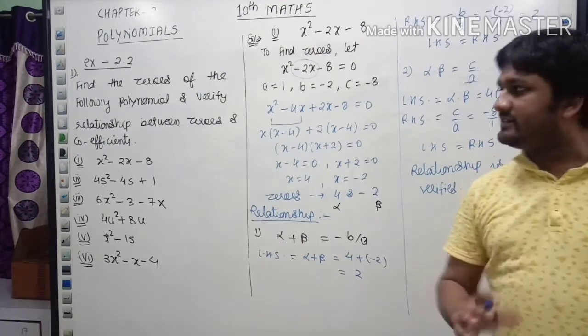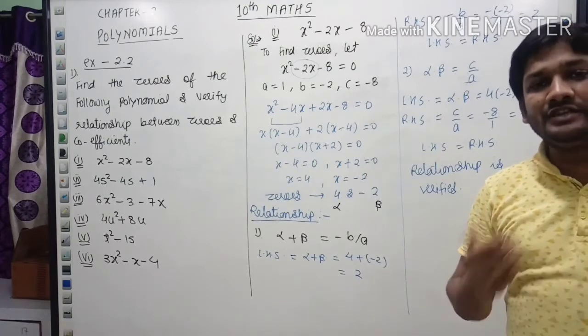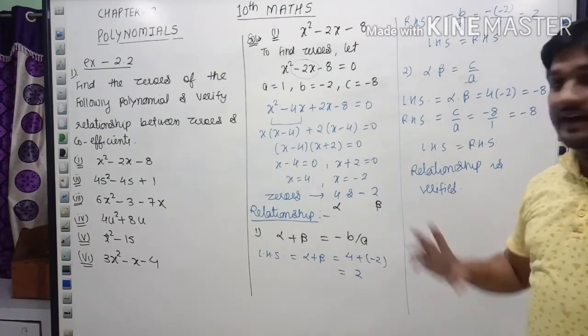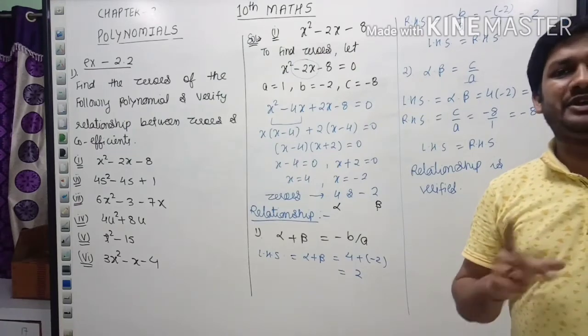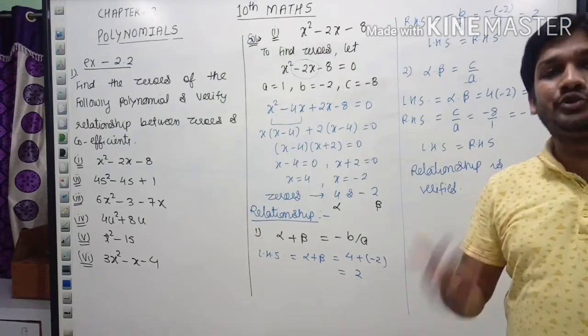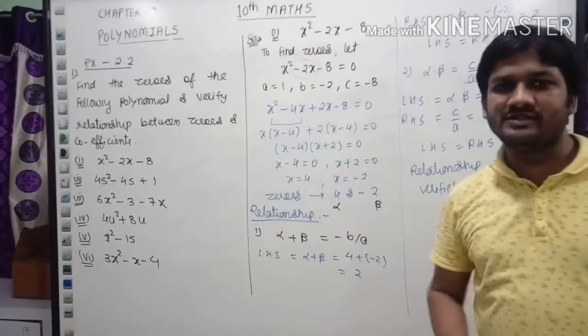So I hope this whole procedure is clear. First we calculated the zeros, then we verified the relationship. This is one of the very important questions from the examination point of view. It is very likely that this can come in the exam. So please do the remaining questions properly.